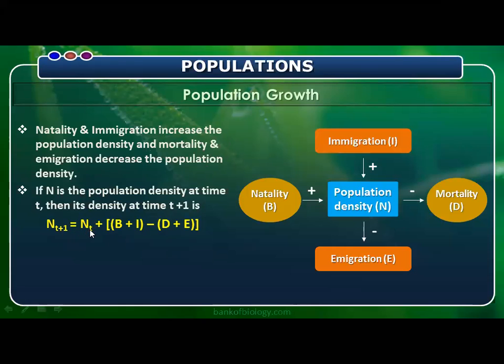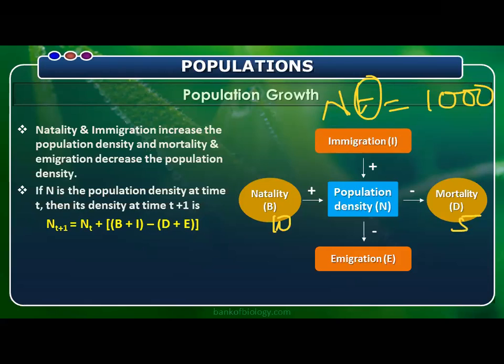Nt plus the current population plus birth rates, immigration, minus death rate and emigration. Okay, so a simple calculation. In 2020, Nt, the 2020 population, is 1000, for example, in a given area. What about next year's population? If birth rates are 10 and death rates are 5, immigrations are 10, emigrations are 5.